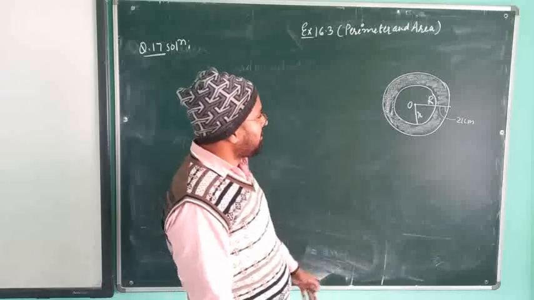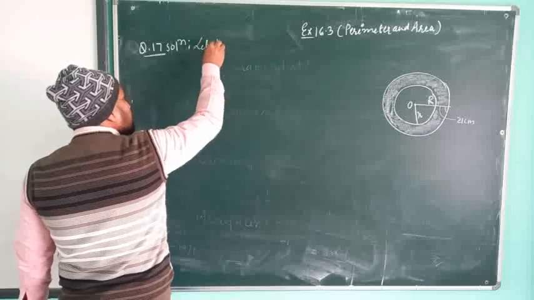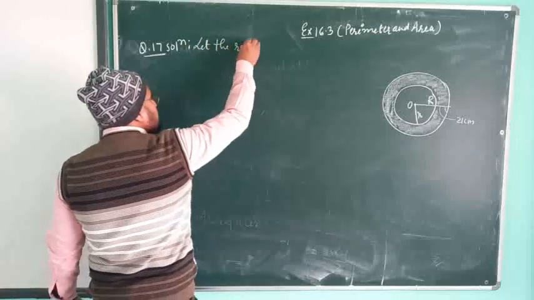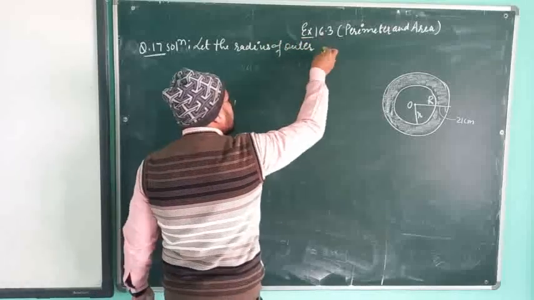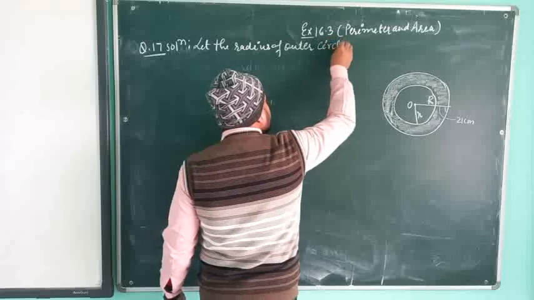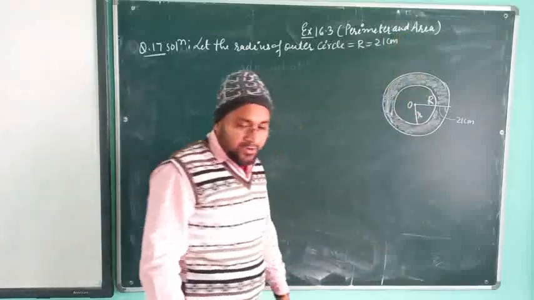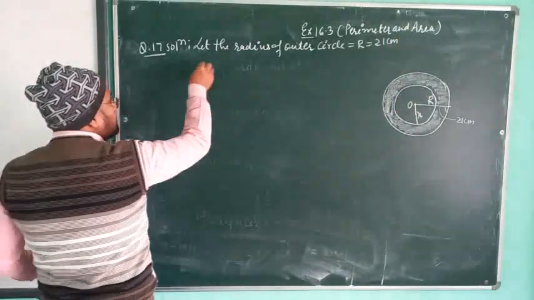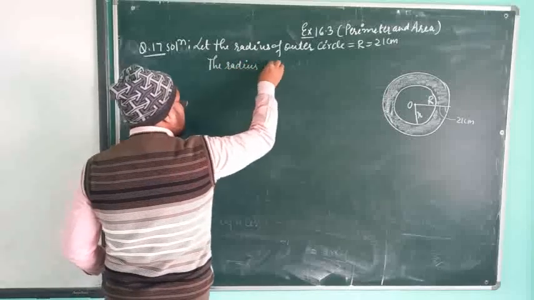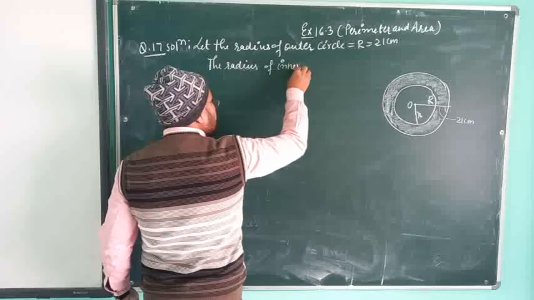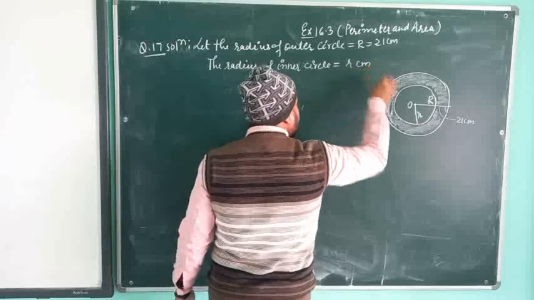Okay. So let the radius of the outer circle be capital R, and that is given as 21 centimeter. The radius of the inner circle, we are going to put as small r centimeter.